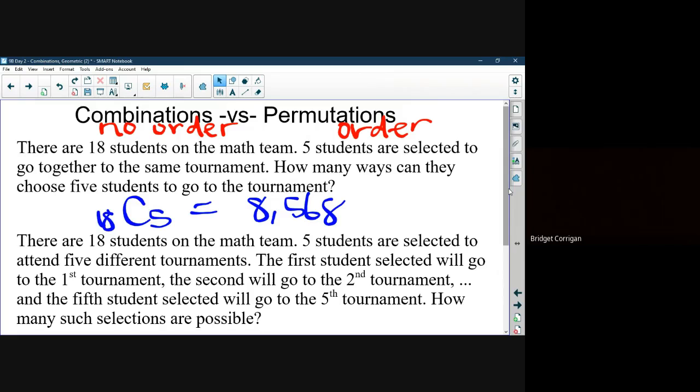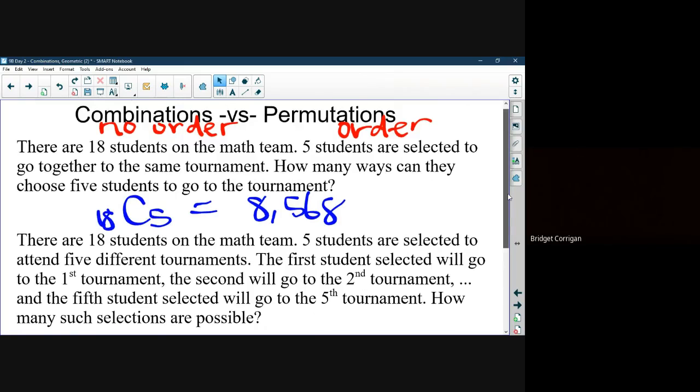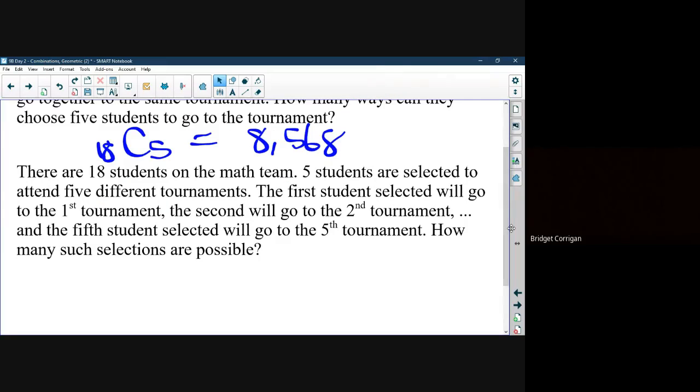If you're chosen first, you're going to that first one. If you're chosen second, you're going to that second one. So this one, order definitely matters. So this is going to be a permutation. So instead of 18C5, you're going to do 18P5. And again, you can enter that the same way in your calculator. You're going to go to the math probability, go down to the nPr this time, and you're going to put in your 18 and your 5.